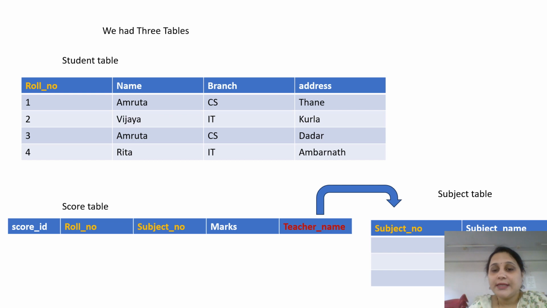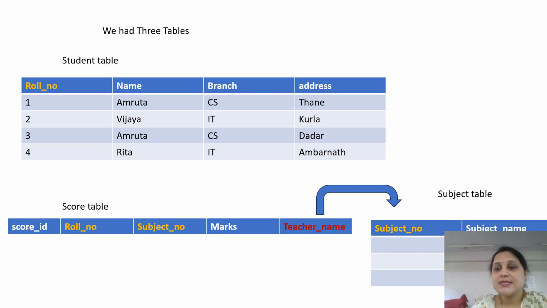The teacher name was creating the partial dependency. Partial dependency means that when two columns form a primary key, each and every column should depend on the whole primary key, but the teacher name was only dependent on the subject number. That is called partial dependency. To achieve second normal form, we need to remove the partial dependency. We moved the teacher's name column into the subject table, and we achieved the second normal form.